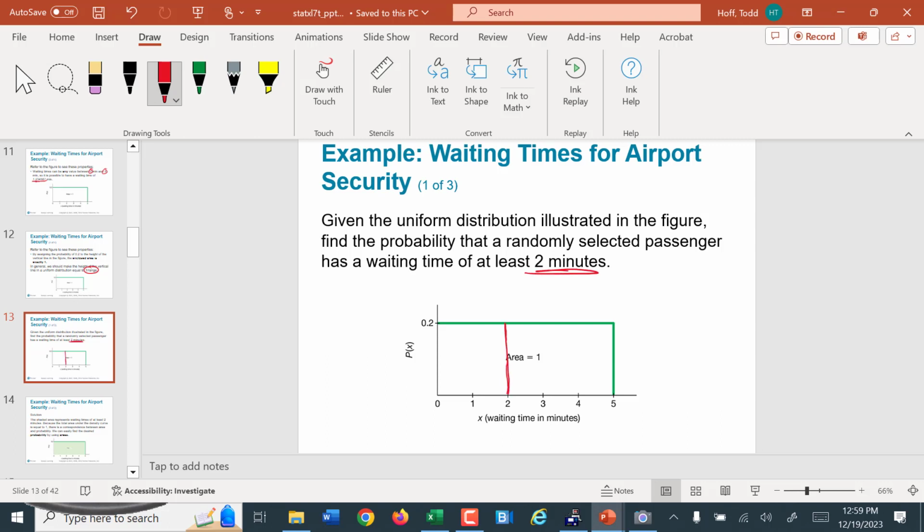Now, one thing about any continuous distribution is since there's an infinite number of possible values, the probability of equaling a certain value is always 0. Because if it was more than 0, an infinite number of those would add up to something bigger than 1, and we can't have a total bigger than 1. So what we need is to look at ranges. That's why we said at least 2 minutes. It means we're going from 2 up to, well, it can't go bigger than 5. So at least 2 minutes is really saying between 2 and 5 minutes.